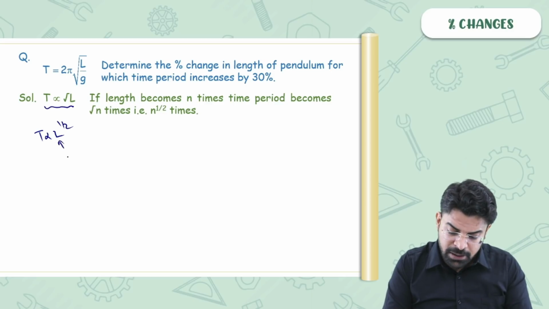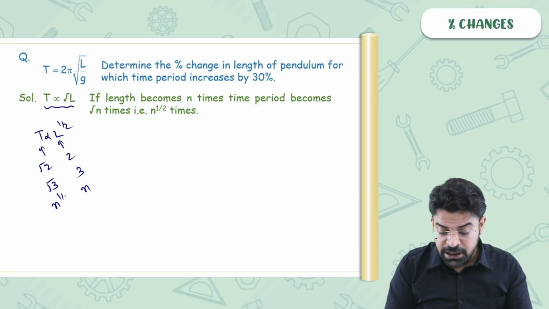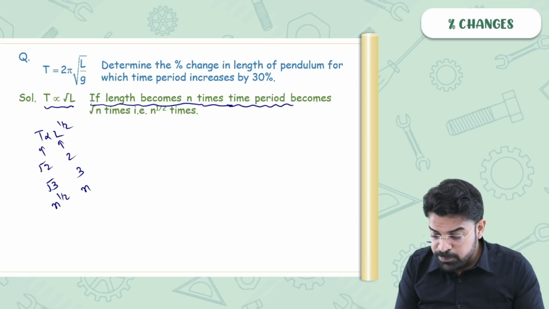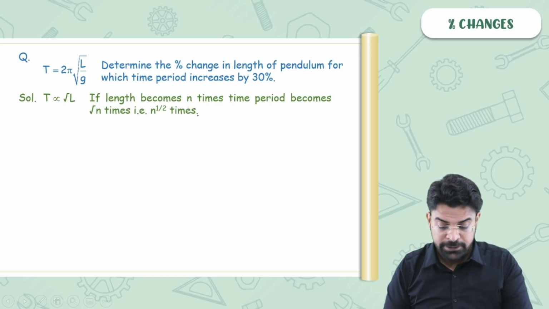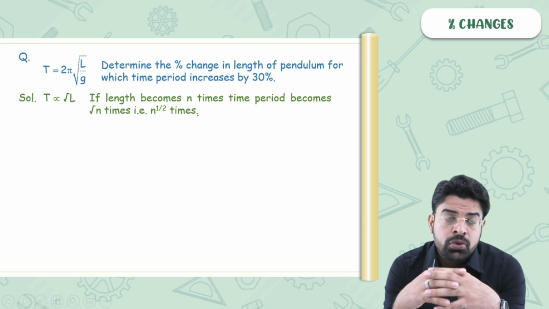So if L becomes double, time period becomes root 2 times. L becomes triple, time period becomes root 3 times. L becomes n times, time period becomes n raised to the power of half times. And that's the same statement written here. If the length becomes n times, the time period becomes root n times, that is n raised to the power of half times.